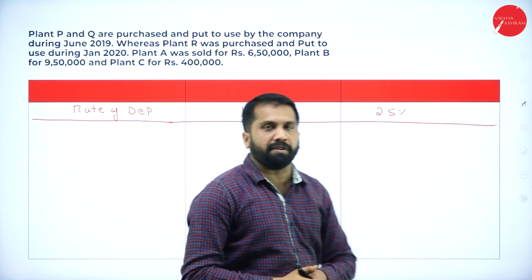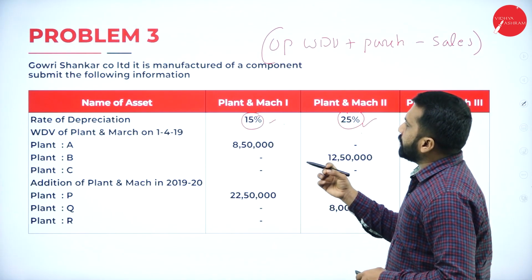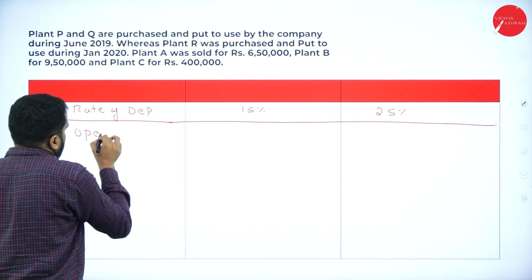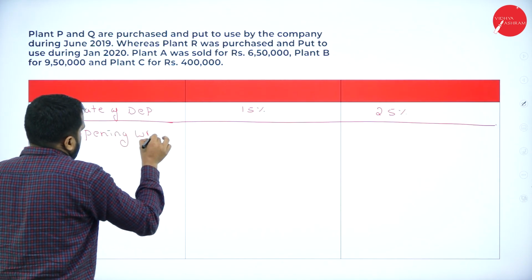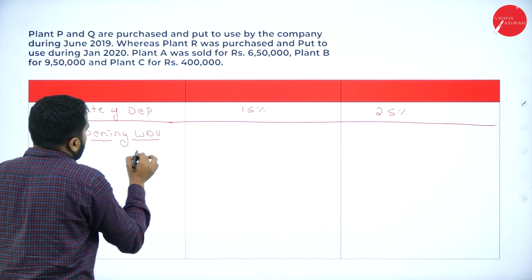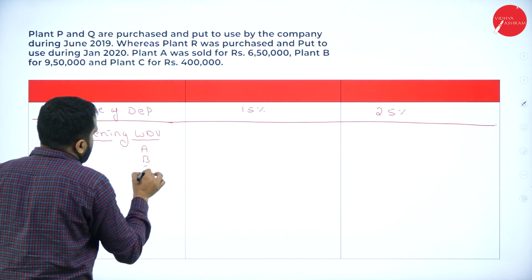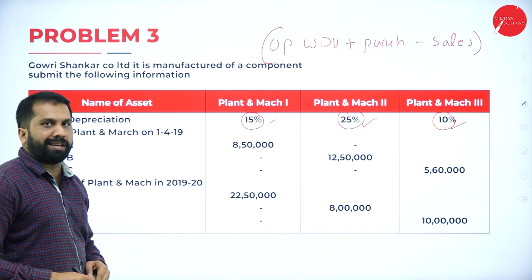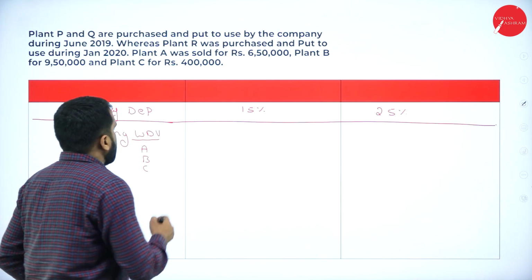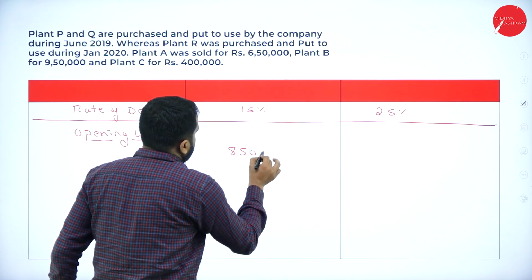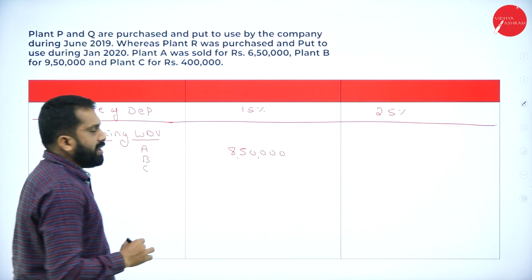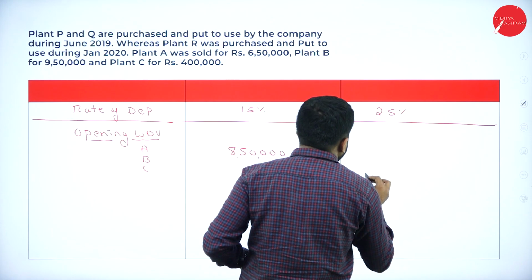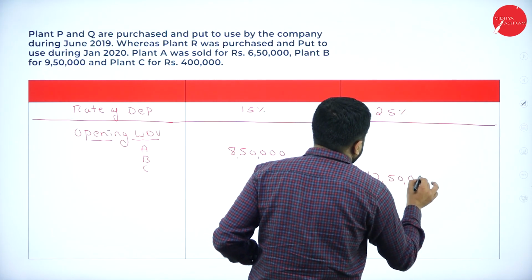Once you're done with the rate of depreciation, what is the next one? Opening WDV. In this, we have A, B, and C. In A, how much do we have? 8,50,000 in the opening WDV. Similarly, in B we have 12,50,000.